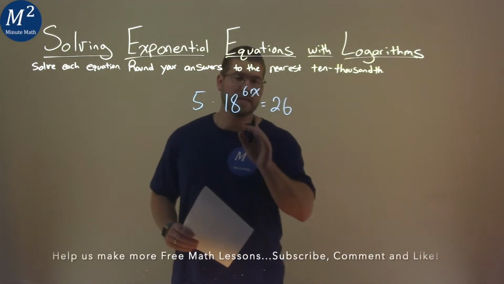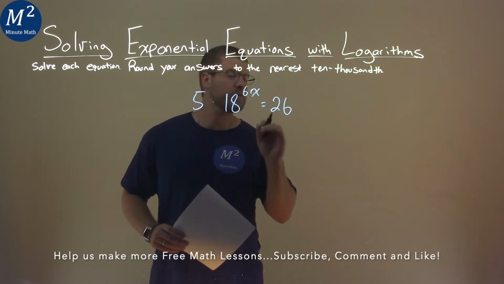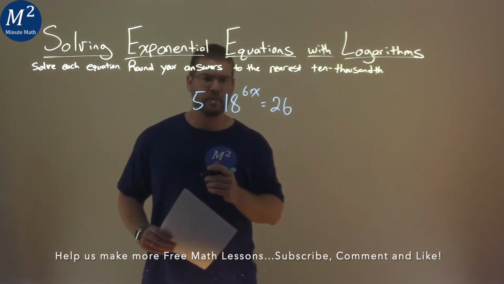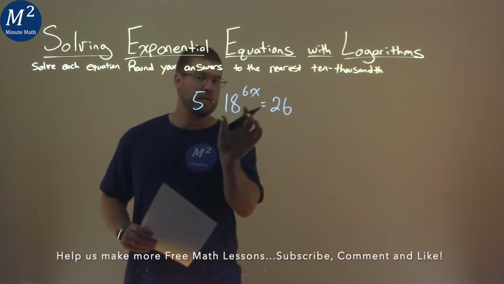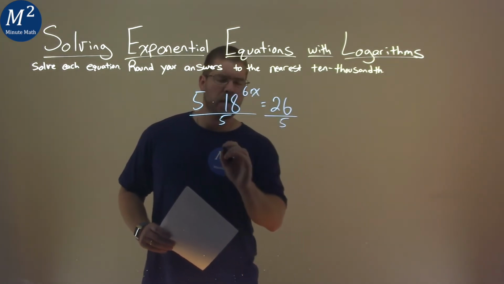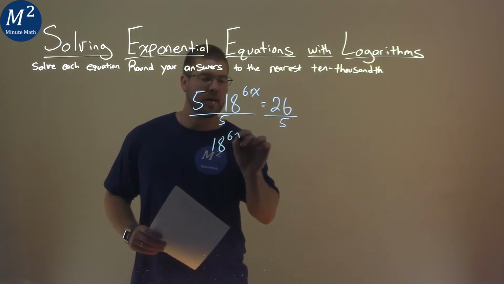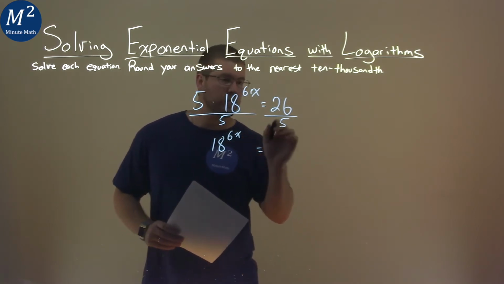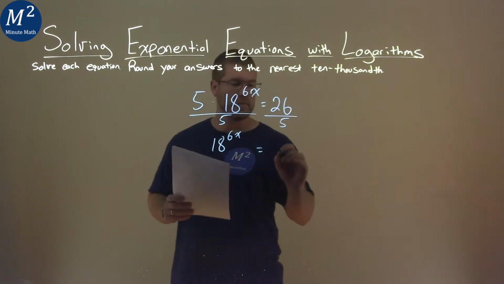We're given this problem right here. 5 times 18 to the 6x power is equal to 26, and we need to solve this. Well, first I'm going to try to get this 18 to the 6x by itself. So I'm going to divide both sides by 5. I'm left with that 18 to the 6x power, and that's going to be equal to 26 divided by 5, which comes out to be 5.2.